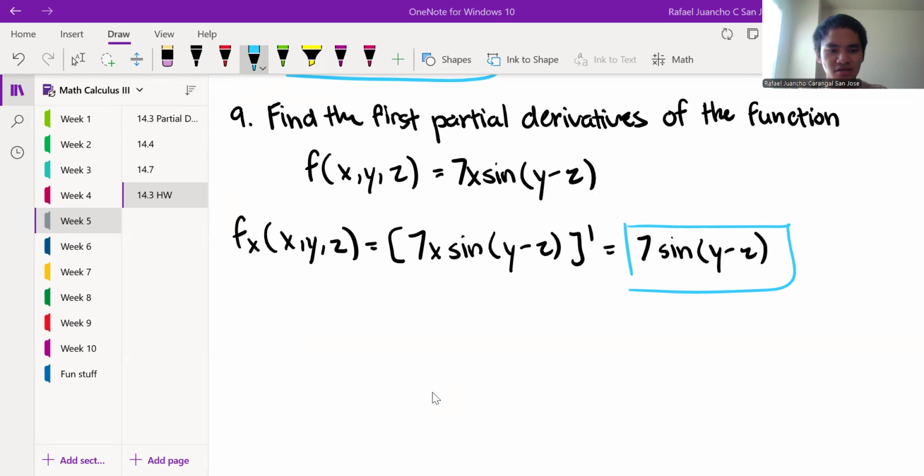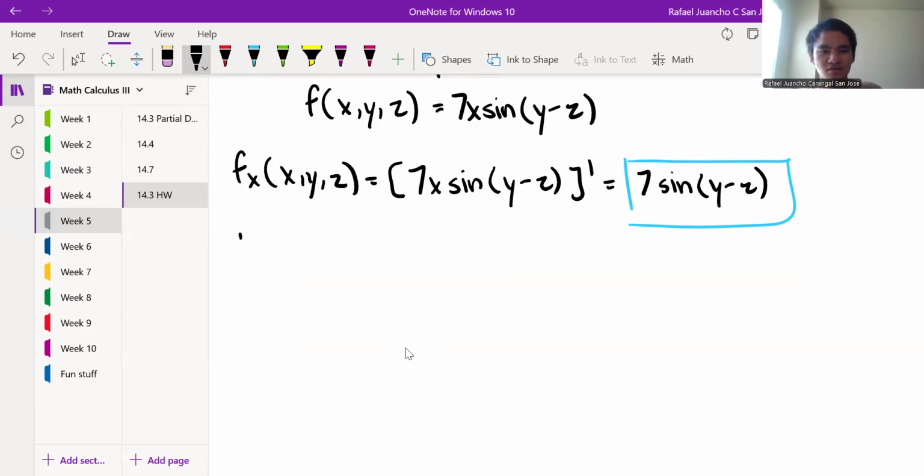If I'm not wrong with my computation. Right? Because I treat my 7 and sine y minus z as numbers. Okay, and let's do the same thing for f sub y. So now I'm treating my x and my z as numbers.